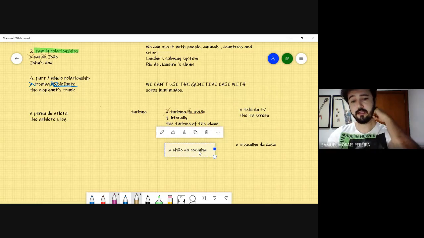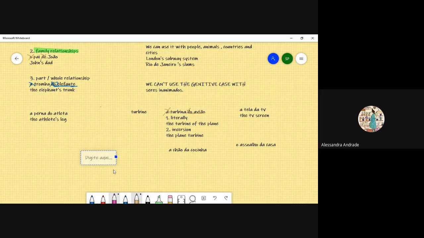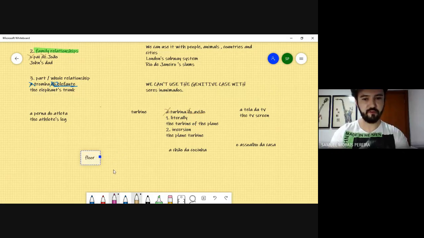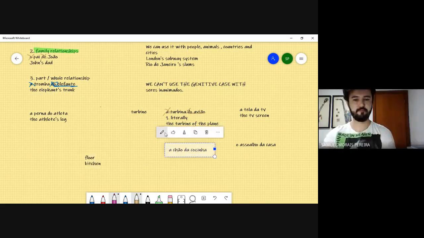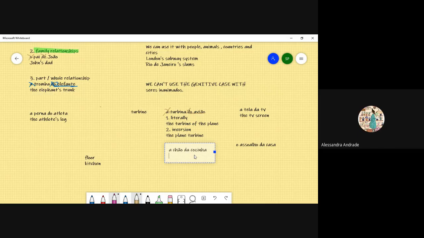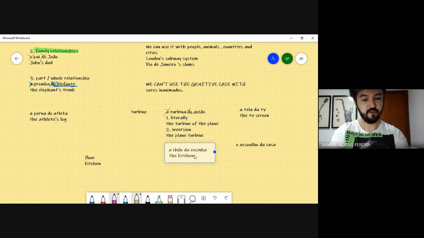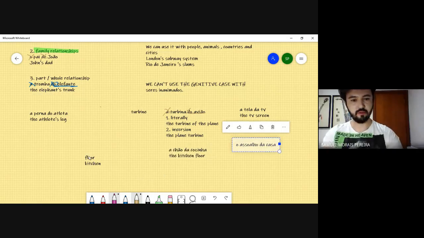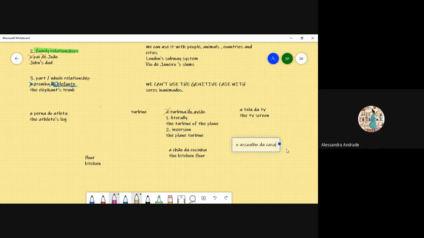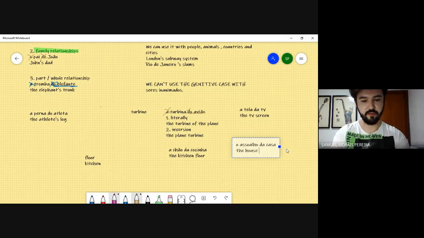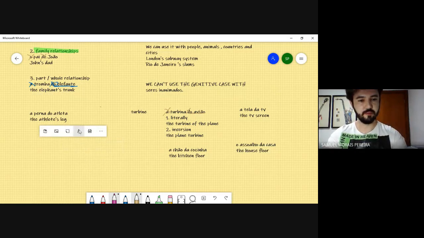Vamos lá. Alessandra, open your microphone, please. Okay. So, Alessandra, ó, chão é floor e cozinha, you know, right? Kitchen. How do I say o chão da cozinha? The kitchen floor. Yes, the kitchen floor, exactly. Ok? Alessandra, você ainda, ó, o assoalho da casa. Assoalho é floor também, tá bom? So, the house floor. The house floor. Thank you very much. Entenderam, pessoal? The house floor. Alessandra, continua aí. Eu vou pegar você para Cristo, tá bom?